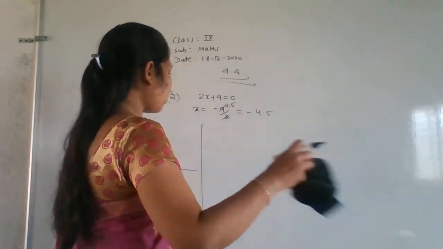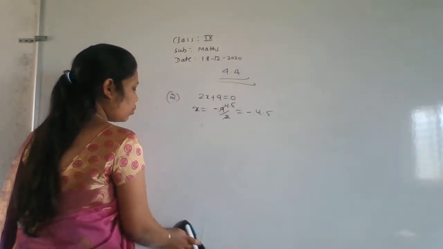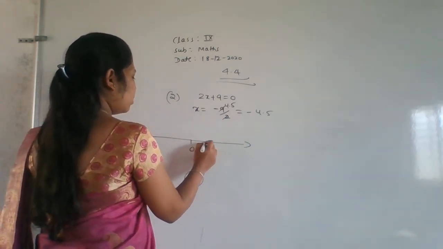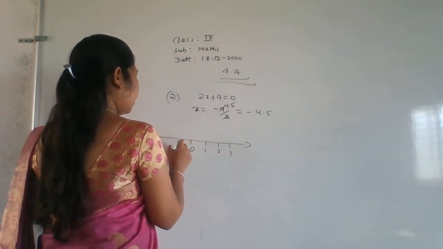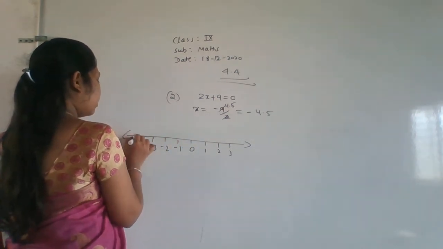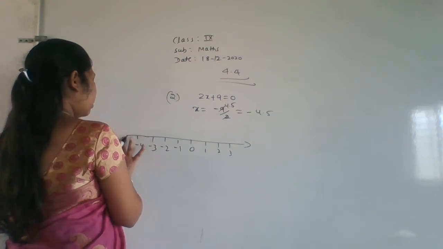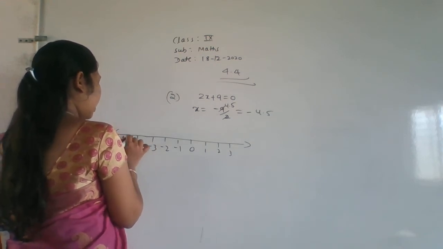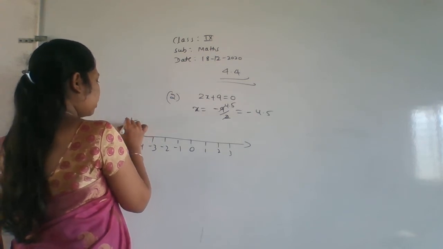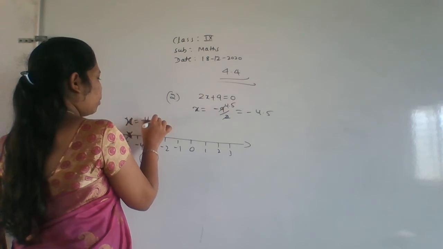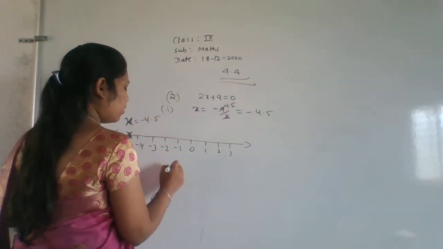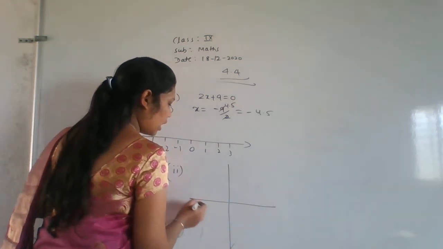Sorry. In one variable there is no need to draw both axes. Only draw a number line: 0, 1, 2, 3, minus 1, minus 2, minus 3, that is minus 4.5, minus 4, and here minus 5. Somewhere we will get it here. This point represents x is equal to minus 4.5 in one variable. Next, this is the first question's answer. Next, the second one. Two variables means we need to draw a graph.